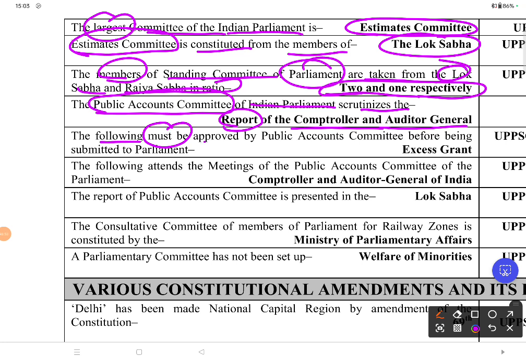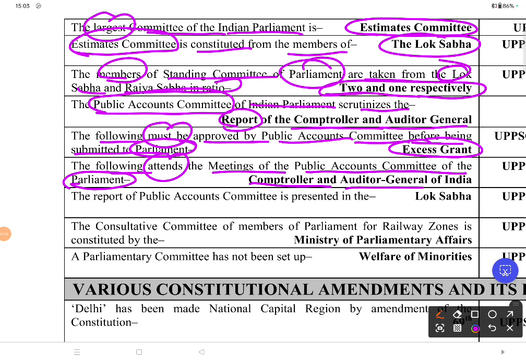The following must be approved by the Public Accounts Committee before being submitted to Parliament: excess grant. The following attends the meetings of the Public Accounts Committee of the Parliament: Comptroller and Auditor General of India. The report of Public Accounts Committee is presented in the Lok Sabha.